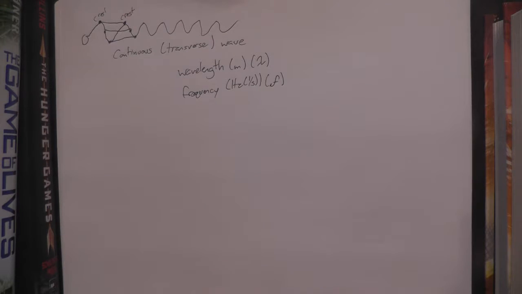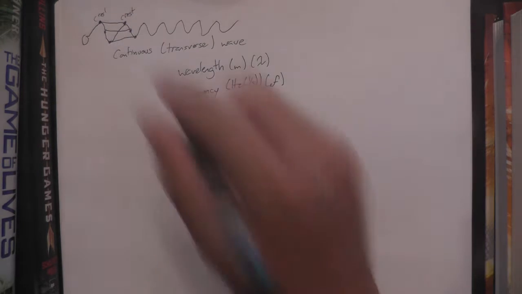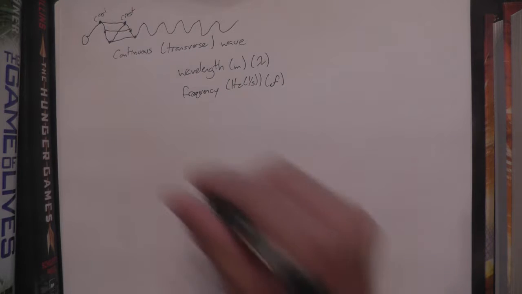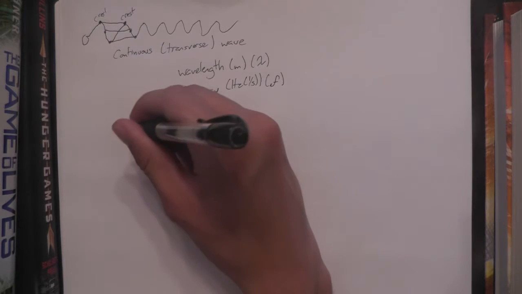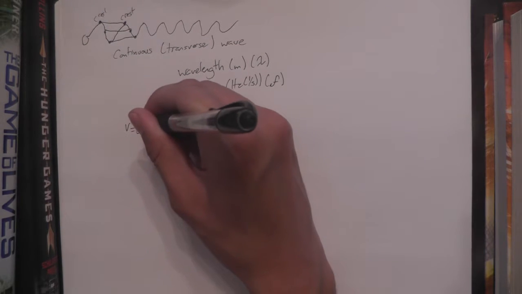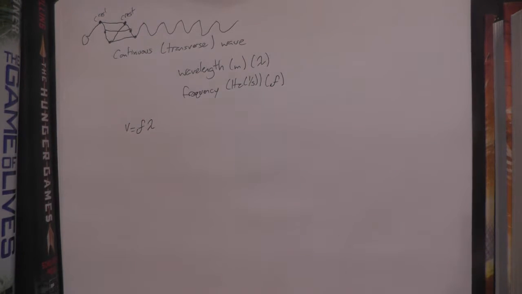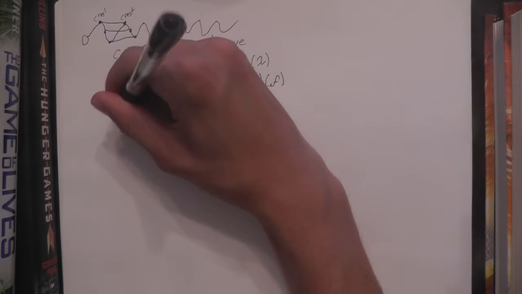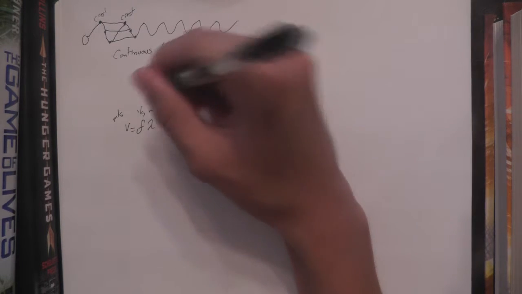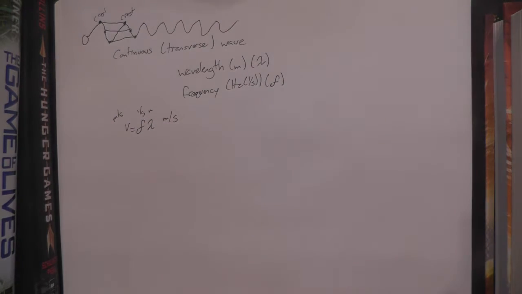How do you calculate the speed of a wave? Well, for transverse waves, the formula for its speed is the speed, or V, equals your frequency multiplied by your wavelength. Simple as that. Because if you think about it, speed is meters per second. This is 1 over a second. This is meters. Multiply, you get meters per second. You can often use units to find your formulas.